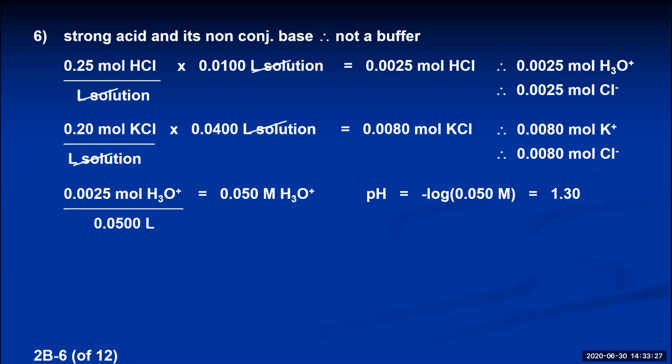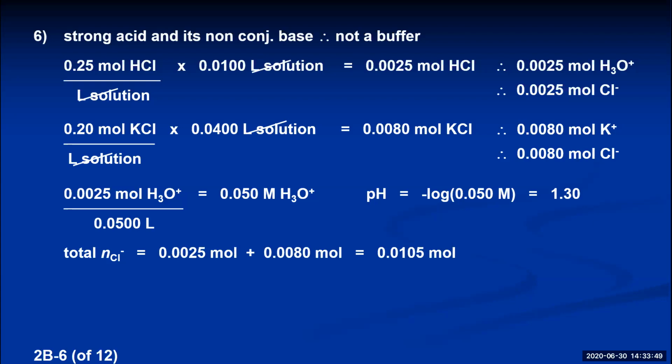The last part in question number 6 says, what will be the concentration of the chloride ions in the solution? Well, how many chloride ions do we have? Let's see, from the HCl, there were 0.0025. From the KCl, there were 0.0080. Add those together. That's going to be the total number of moles of chloride in the solution. And that comes out 0.0105 moles.